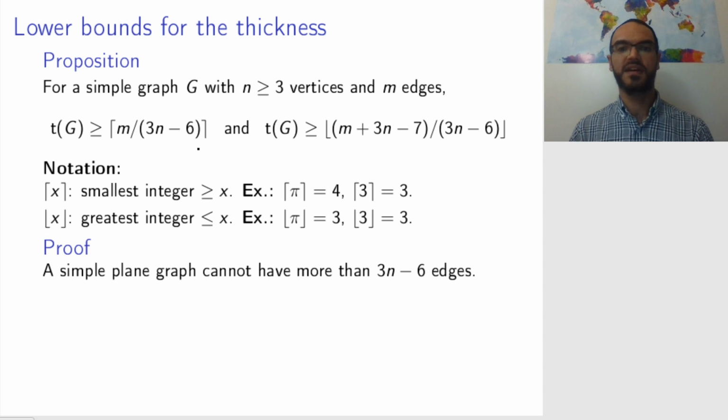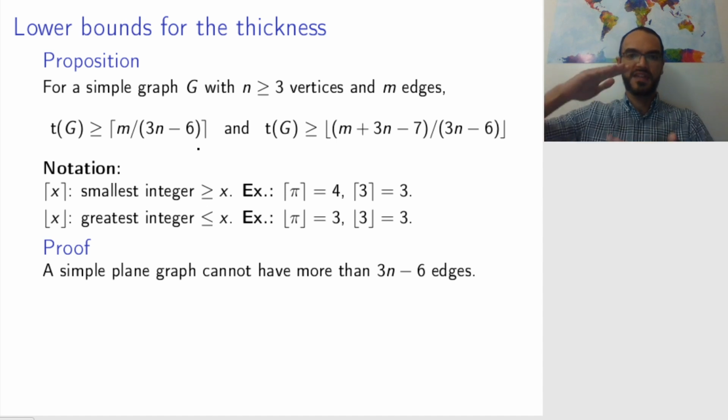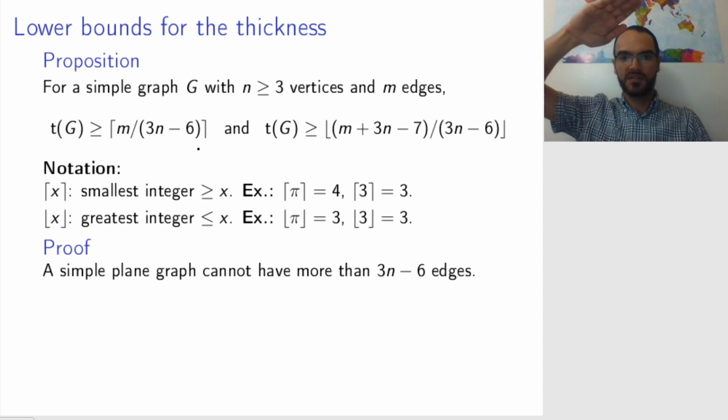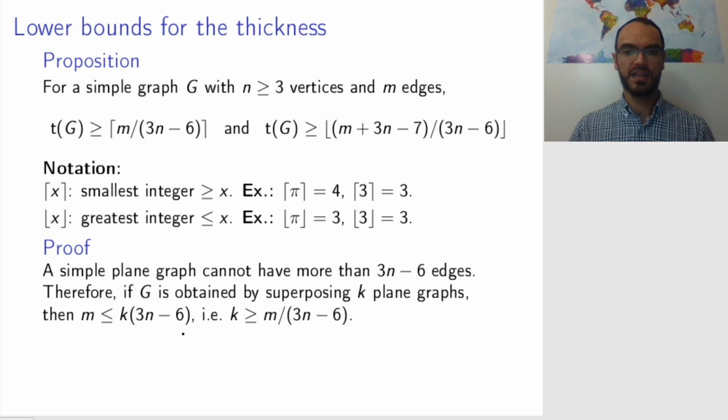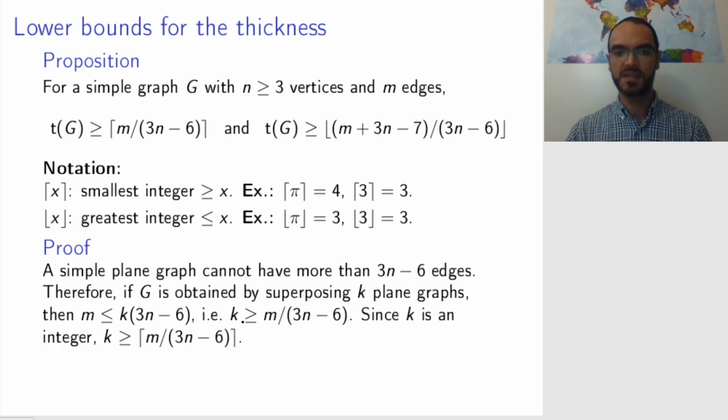A simple plane graph cannot have more than 3n minus 6 edges. This was the edge estimate we had from before. So if we're stacking a bunch of plane graphs on top of each other, if we stack k such graphs, the total number of edges we get cannot be more than k times 3n minus 6, because each layer contributes no more than 3n minus 6. And solving for k, we get that k has to be greater than or equal to m divided by 3n minus 6. And since k is an integer, you have a whole number of layers, this means that k has to be at least the rounded up integer from this number.